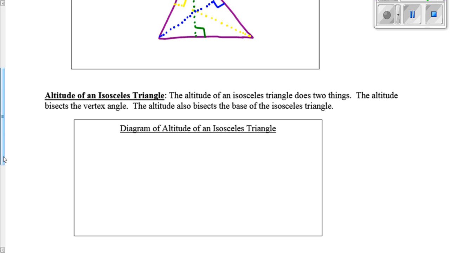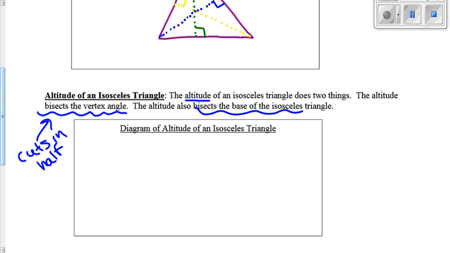Our next word: the altitude of an isosceles triangle. Take a second and think to yourself, what is an isosceles triangle? If you said an isosceles triangle has two sides that are congruent and two base angles that are congruent, then you are correct. So the altitude of an isosceles triangle does two things. The altitude bisects the vertex angle. Bisects means it cuts in half. It also bisects the base of the isosceles triangle, so it cuts the base in half, making two equal line segments.